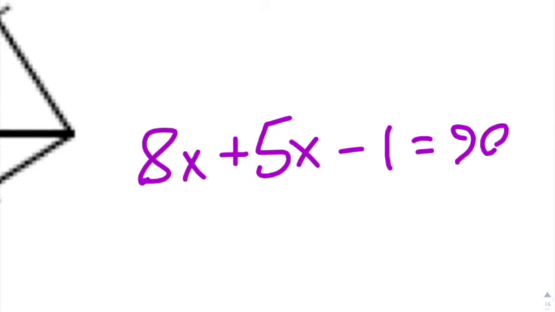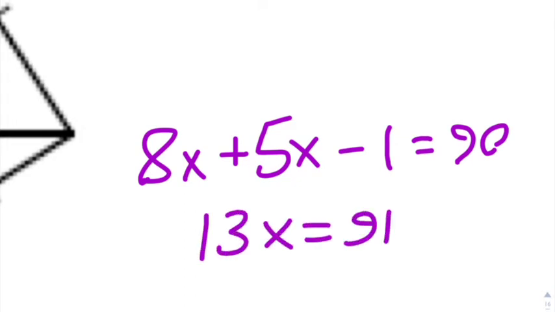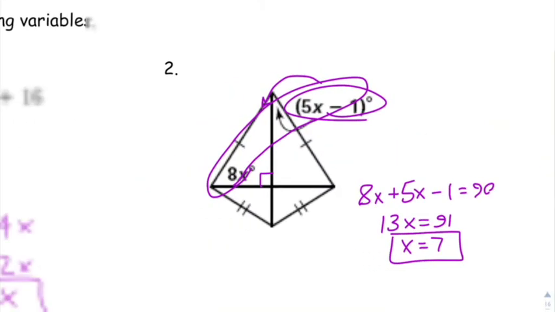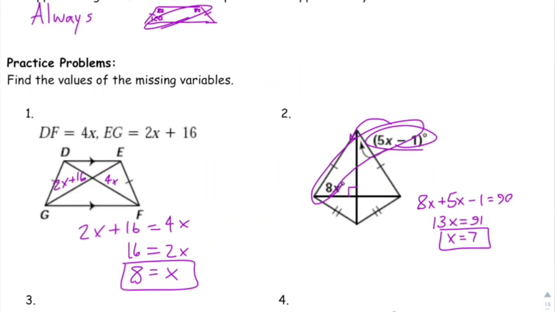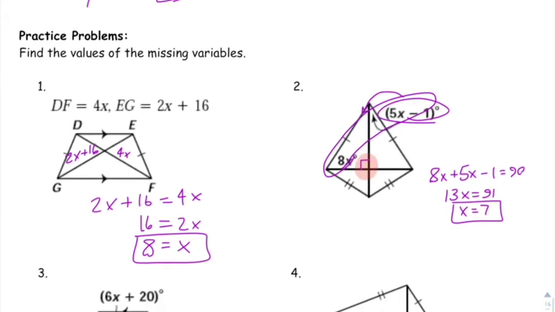Okay, we'll add 1, and then I guess what do we have there? Is that 13x equals 91? I'm going to assume that goes in, but I'm not sure. And yes, it does. X equals 7. That's it there. So the key thing with the kite, you got to remember, right angle in the middle.